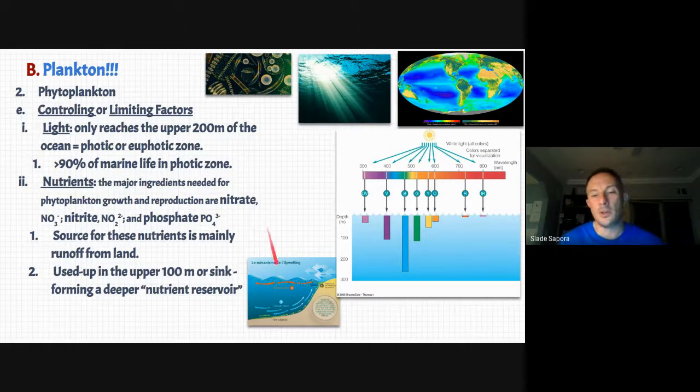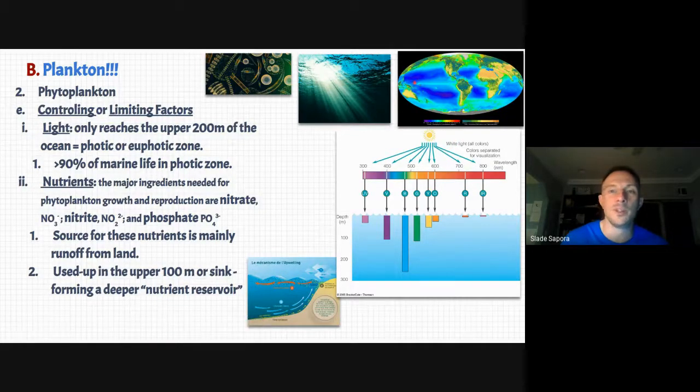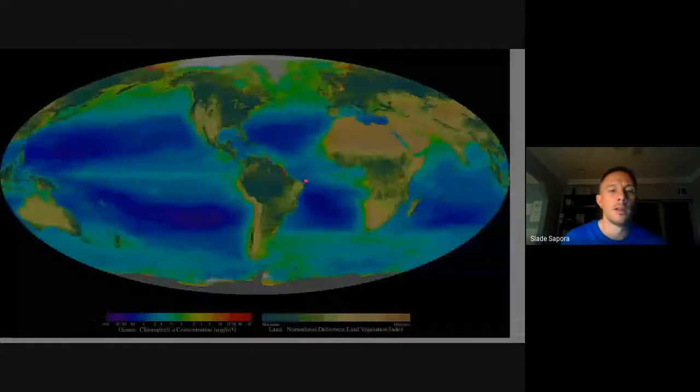Okay, the source for these nutrients is mainly runoff from land, and these nutrients are used up in this upper 200 meters. So as they're carried away from land, as you can see in this graphic here, they get used up in photosynthesis. And the farther out we get, the more used up they get. And so eventually they're either consumed or they end up settling and sinking down below the photic zone. So, 12,000 feet deep, there's actually quite a bit of nutrients down in there. But no sunlight, so nothing can use those nutrients to grow. It's like having a bag of fertilizer in your basement.